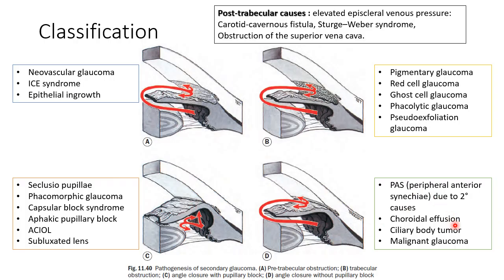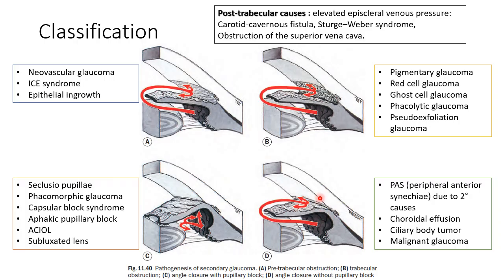Then there is angle closure without pupillary block. Aqueous is coming out in its normal route, but some problem is happening here in the periphery. Angle is closed. So that includes the peripheral anterior synechia, secondary causes, that is uveitis, choroidal effusion, ciliary body tumor, and malignant glaucoma. So no pupillary block, but something is wrong in the peripheral iris, that is closing the angle.